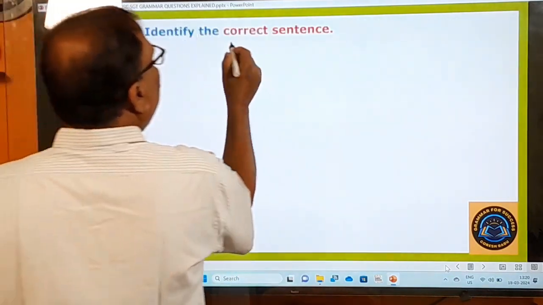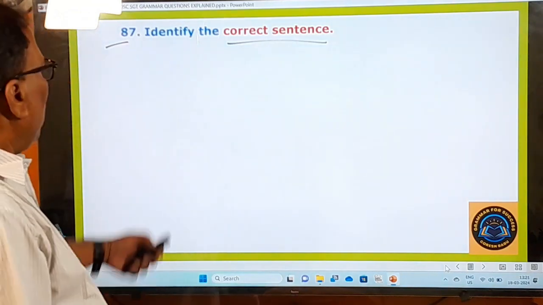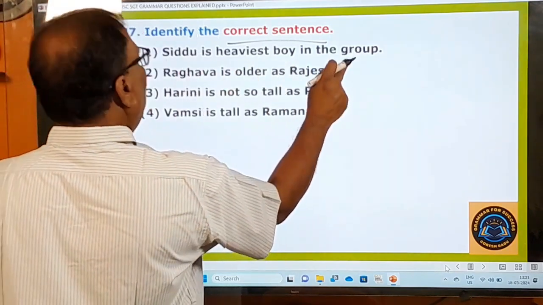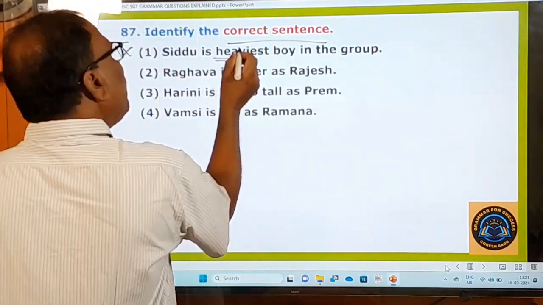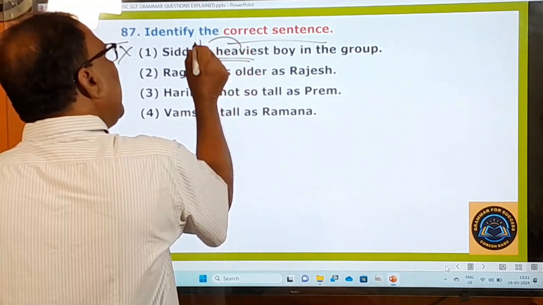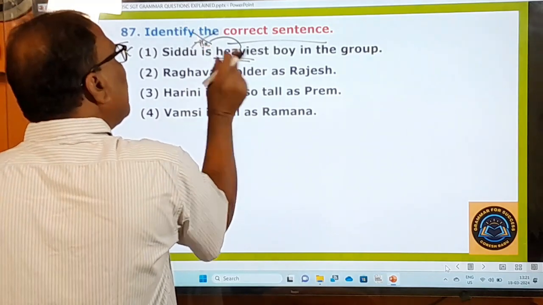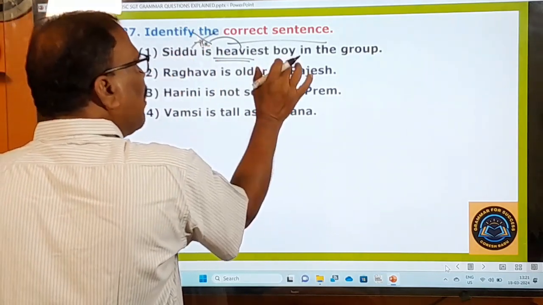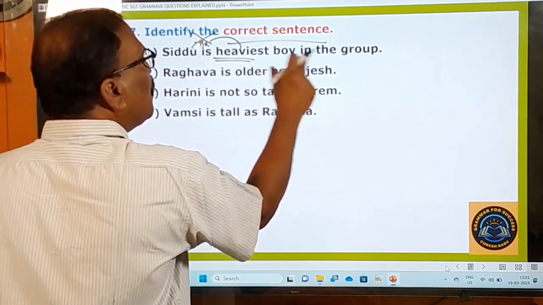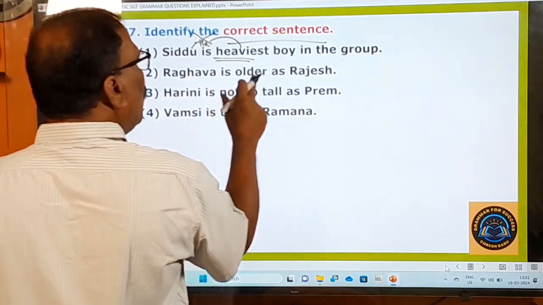87th one. Identify the correct sentence. So you have to choose the correct sentence. What are the options given here? Sidhu is heaviest boy in the group. This is wrong, because before this superlative degree adjective, the definite article is missing. Since it is missing, this sentence is grammatically incorrect. You should say Sidhu is the heaviest boy in the group, but the is missing here, and that's why this is wrong.